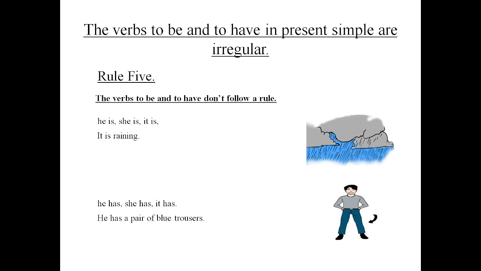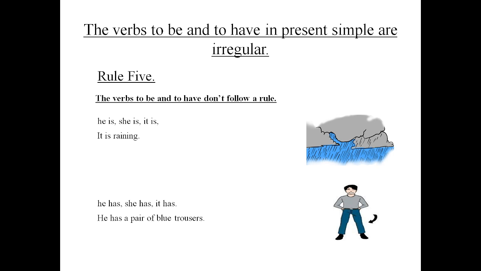So the verbs to be and to have in the present simple are irregular. We'll call this rule 5. So the verbs to be and to have don't follow a rule. So he is, she is, it is raining. So we can see from the picture there, it's raining. He has, she has, it has, he has a pair of blue trousers. So you can see there, irregular.